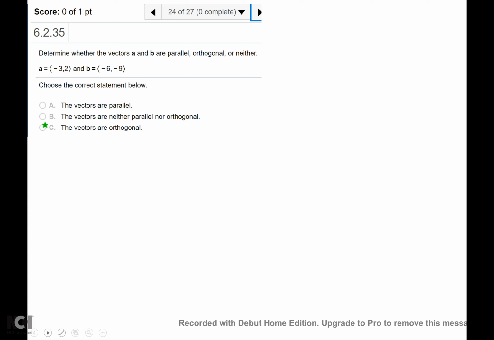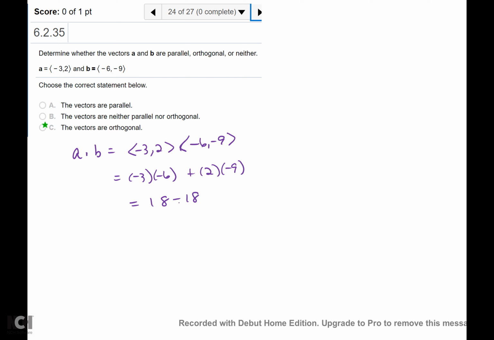24. Determine whether the vectors A and B are parallel, orthogonal, or neither. So I always decide if they're orthogonal first by doing A times B, which would be -3, 2 times -6, -9. That's going to be -3 times -6 plus 2 times -9. That's 18 minus 18, which is 0, so they are orthogonal.